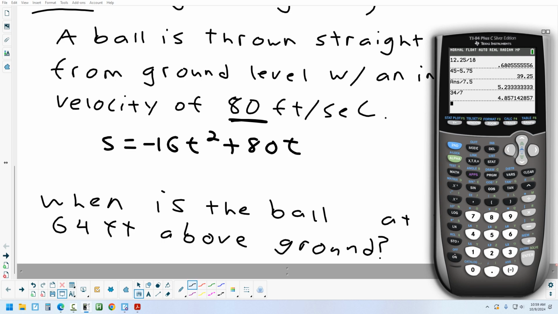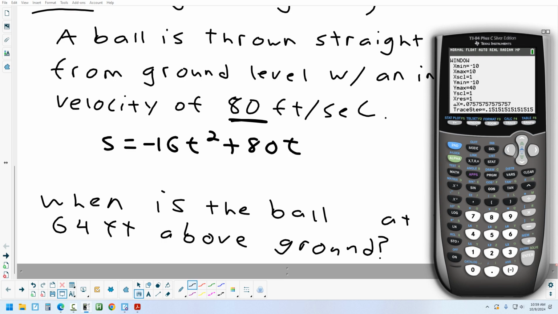Okay, so let's graph the original problem. Negative 16x squared plus 80x. And they want to know when it's how many feet off the ground? 64. So we're going to put a line at 64. Is the standard window going to work here? Negative 10 to 10? No, because negative 10 to 10, it's not going to let me see all the way to 64.